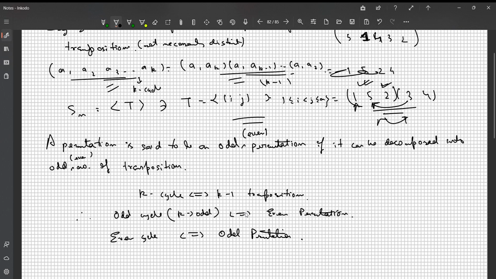Clear? Similarly, if you have an even cycle, that is, the length of the cycle is even, then you will get an odd permutation. Clear? The set of all even permutations is actually more important. Clear?